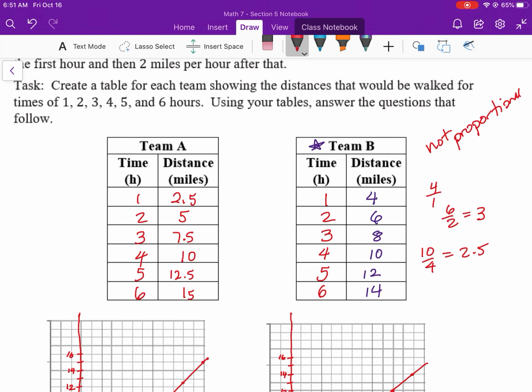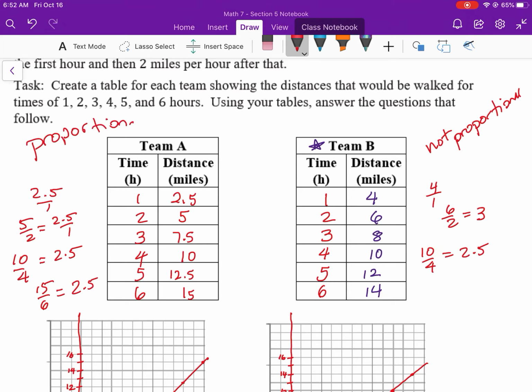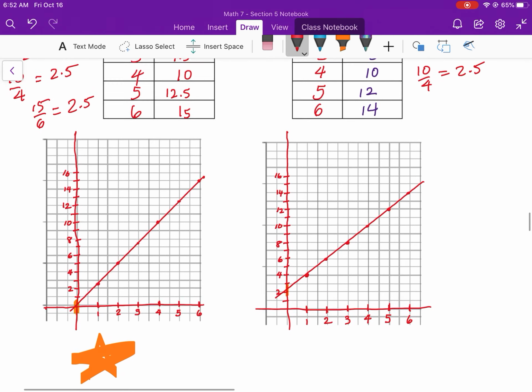But if I go over here and I do the same thing, I do 2.5 divided by 1. Well, then I do 5 divided by 2. Well, that is 2.5, right? And I do 10 divided by 4, and that was 2.5. I do 15 divided by 6. My bad. That's going to be 2.5 also. But we made the table that way because it said every hour we walk 2.5 miles. So this one is proportional. The one on the other side is not proportional.